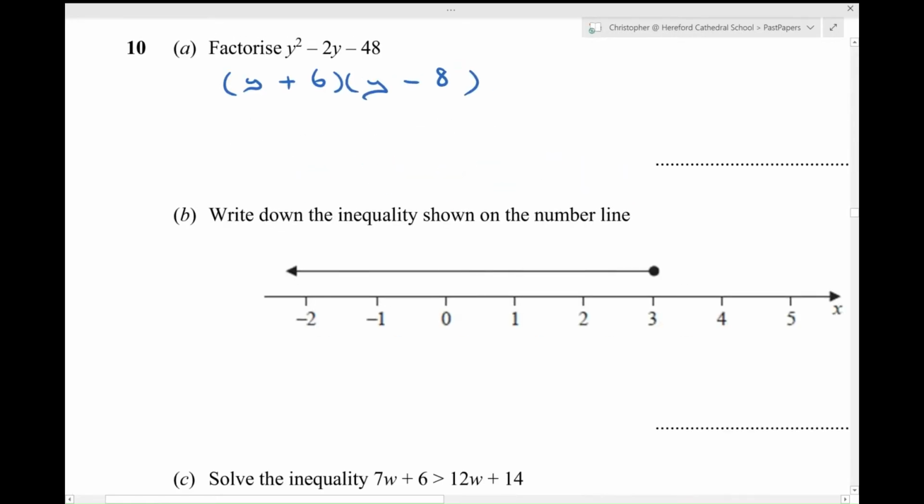10b, write down the inequality. Well, x has to be less than 3, doesn't it? But I see that this is solid, so it's x is less than or equal to 3, rather than just x is less than 3.